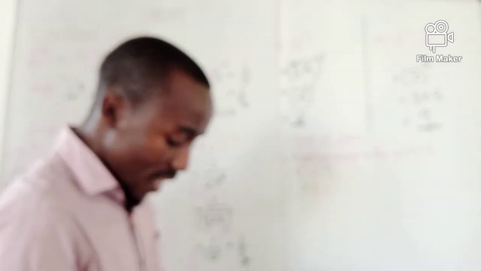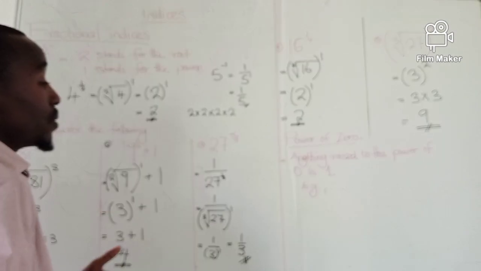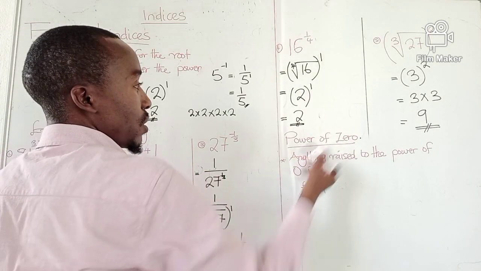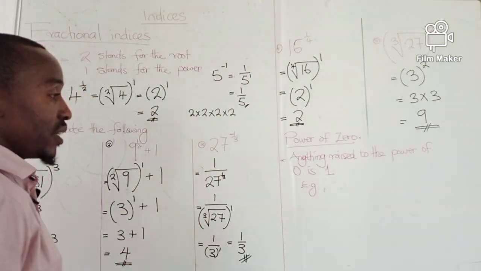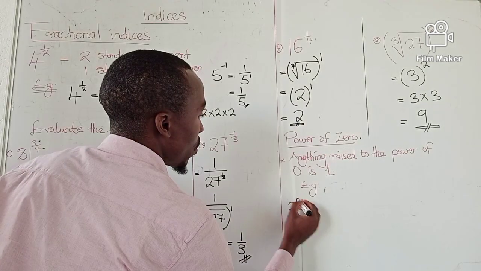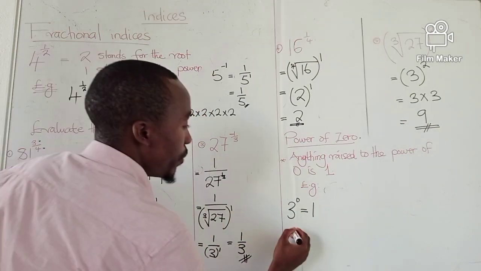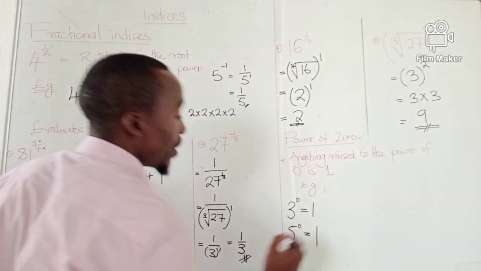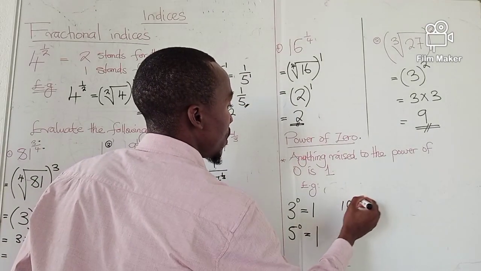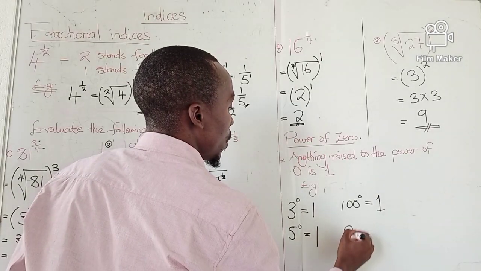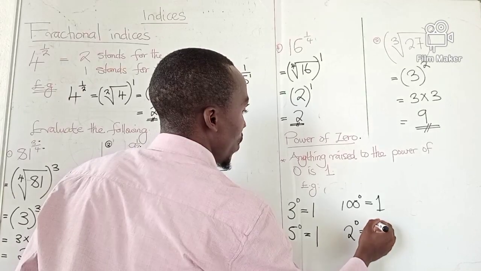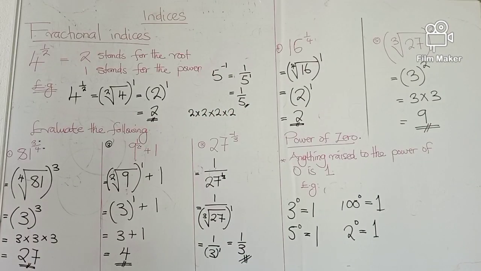Now, another rule when you're dealing with indices is the power of 0. Anything that is raised to the power of 0 is equal to 1. What do we mean? Let's say, for example, 3 to the power of 0 is equal to 1. 5 to the power of 0 is equal to 1. Let's say we have 100 to the power of 0, it is equal to 1. So always know this rule. 2 to the power of 0 is equal to 1. That is how we deal with fractional indices, and also the rule of the power of 0.